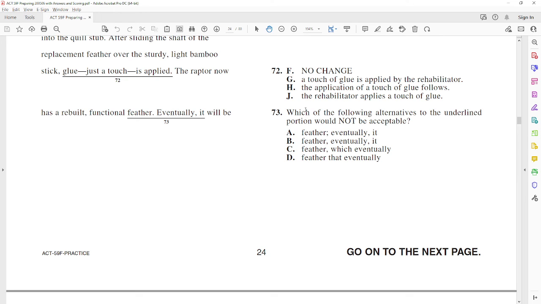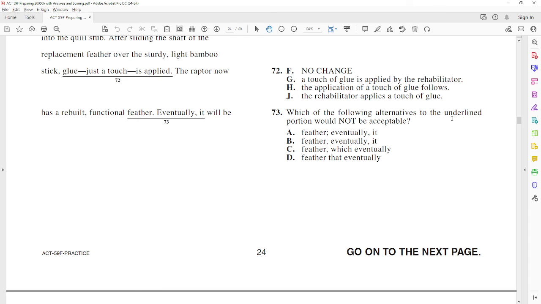C, feather, comma, which eventually will be. Yeah, okay, that's fine. The second thing is no longer an independent clause because we don't have a subject and we put a W word there. So we could put a comma before it. And D, feather, comma, that eventually. Well, which eventually and that eventually, they're the same meaning. So C and D are essentially the same, and they're both correct. The answer is B because it's got a comma between two independent clauses.